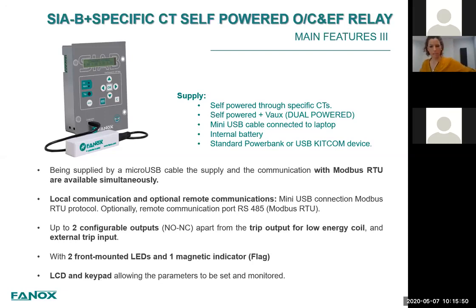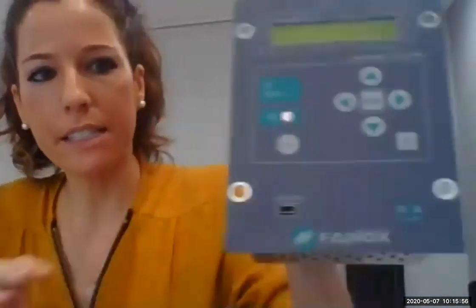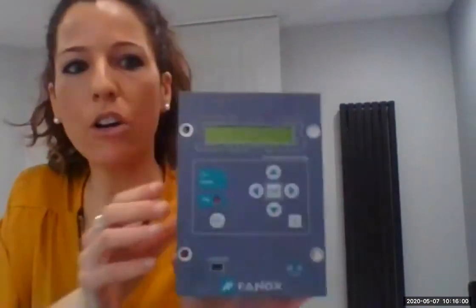In this case, maybe I can show you the relay. This is the Siab for specific CTs. You can see it's a really compact relay because we are going to work with specific CTs. So the CTs have been designed to give exactly the energy the relay needs to be self-powered. Okay?